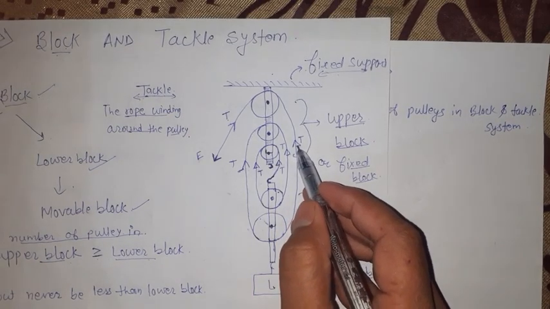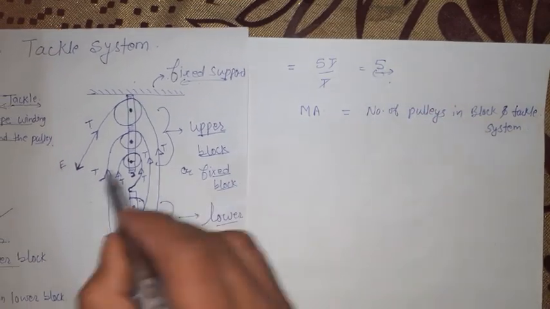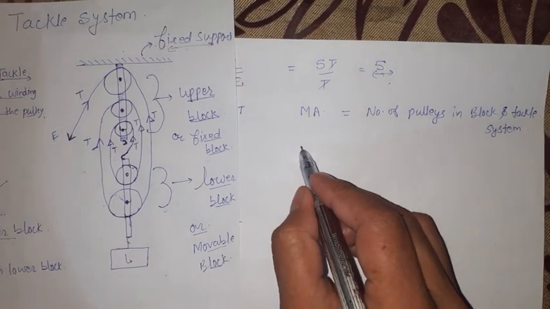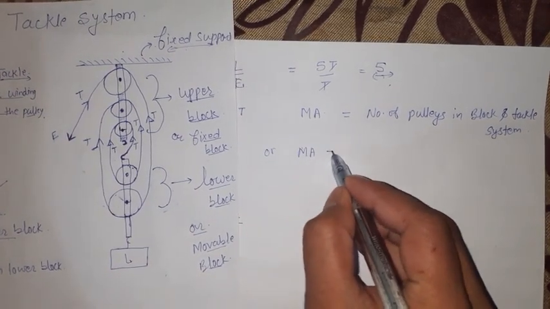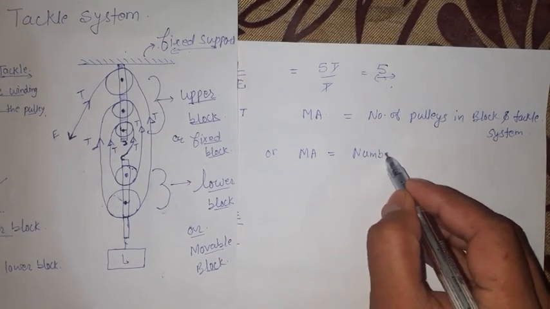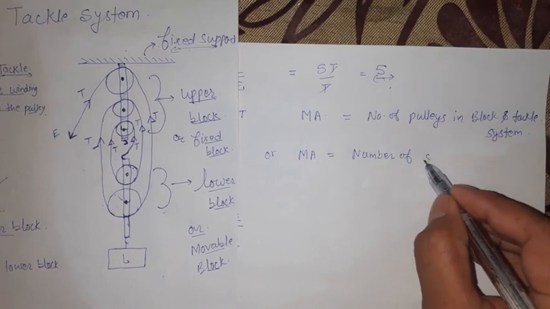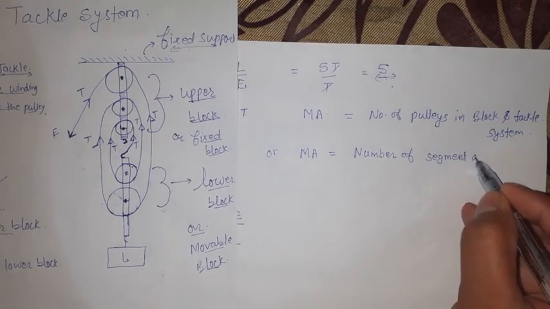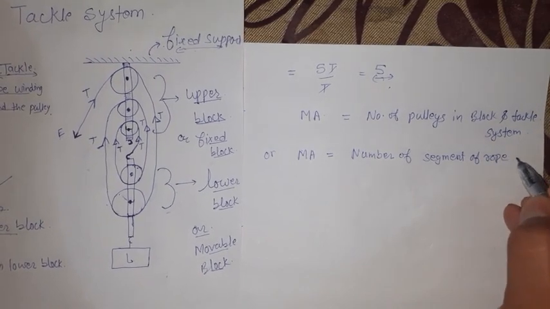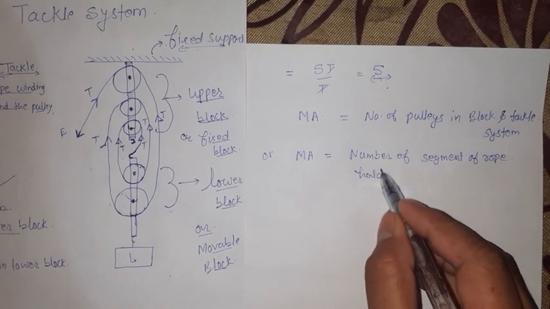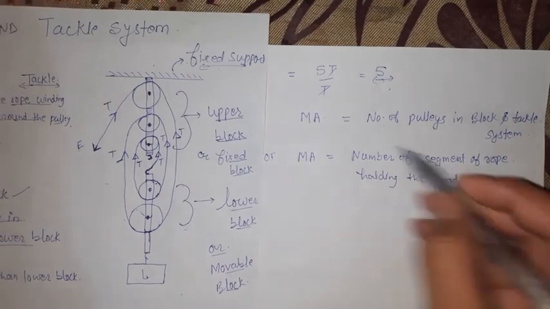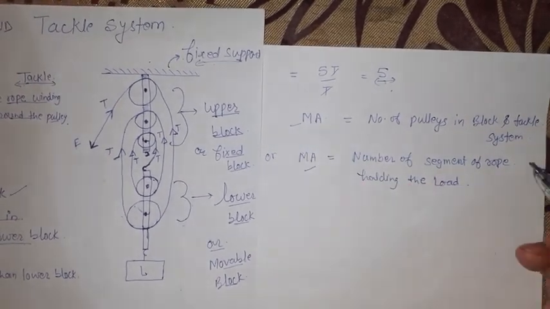Okay, so how much is the mechanical advantage? 5. How many segments of the rope are balancing? It is 5. So we can also write it as mechanical advantage equals the number of segments of the rope holding the load. Okay, so that's what we have over here. These are the different ways by which you can calculate this mechanical advantage.